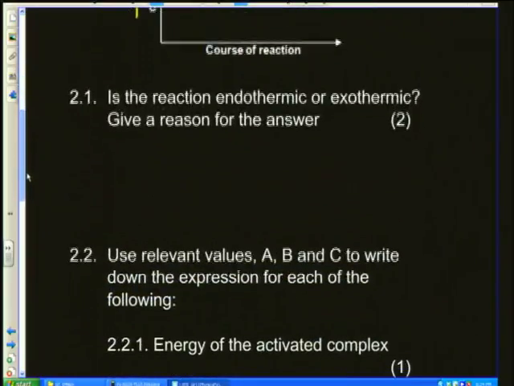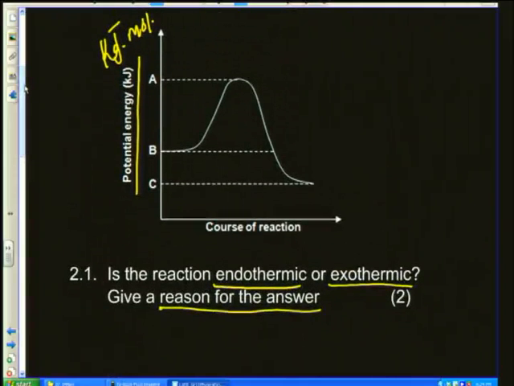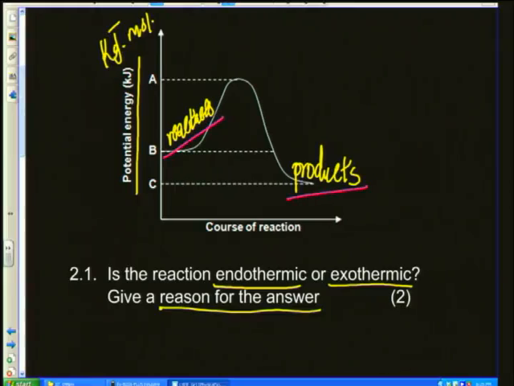So they say, is the reaction endothermic or exothermic? Give a reason for the answer. We are saying, is this reaction endothermic or exothermic? And we should also provide a reason for this answer. So let's go back and look at this graph here. Here we have got reactants, that's the part for reactants, and there we have got products. Now, once you have got a reaction profile wherein the energy of the reactants is higher than the energy of the products, that reaction is an exothermic reaction. In other words, it liberates more energy than it absorbs.